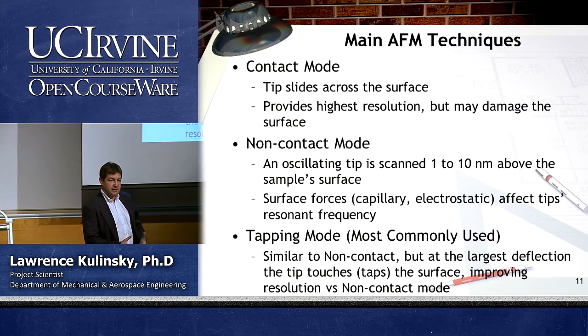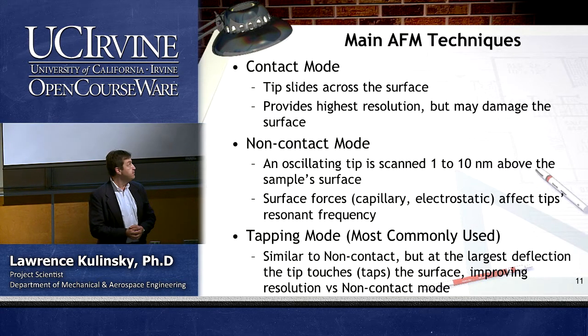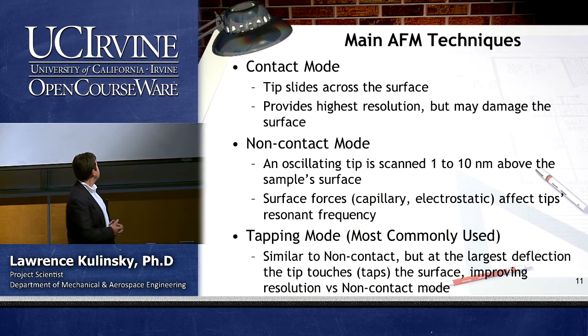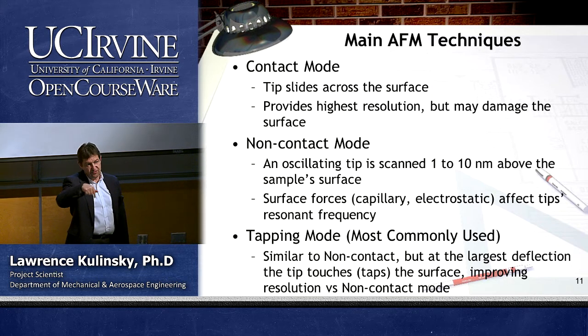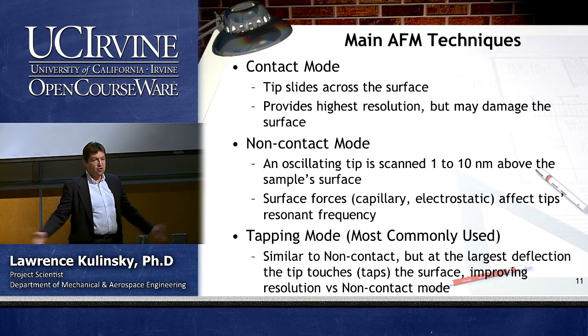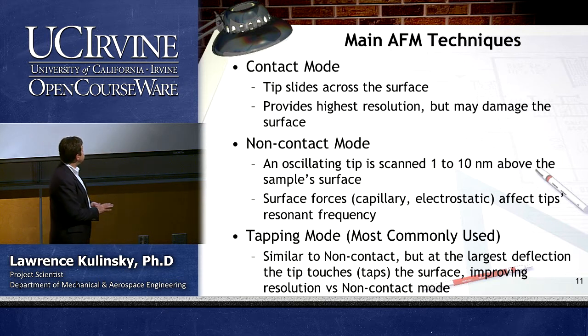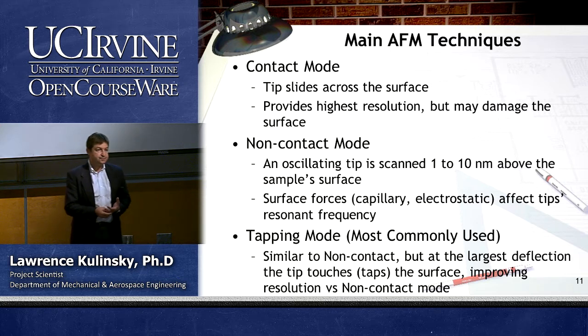So AFM techniques have three different modes: the contact, non-contact, and what's called tapping mode. In contact mode, we have a tip that basically touches the surface and kind of slides along the surface, right? As it slides along the surface, we know the position of the surface. That's basically like a profilometer, and it provides the highest resolution. But the problem is, you incur damage to the surface, and you also wear off your tips.